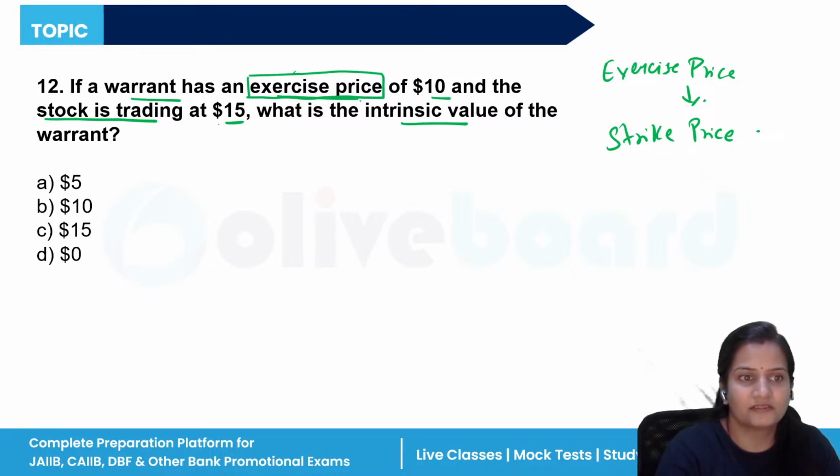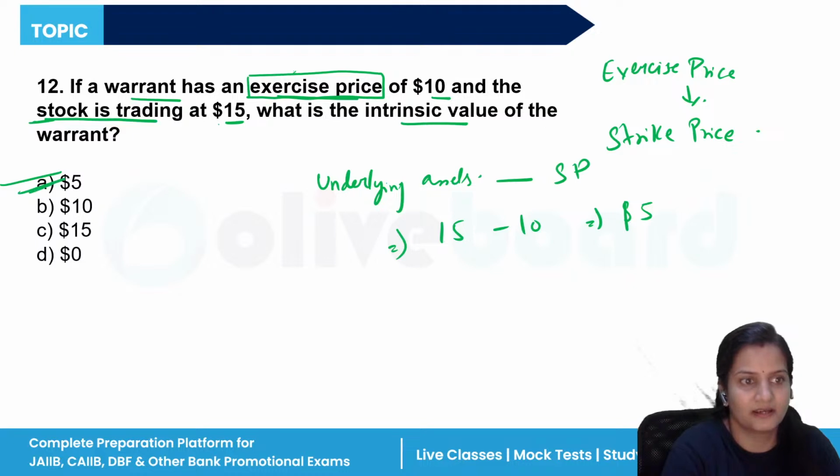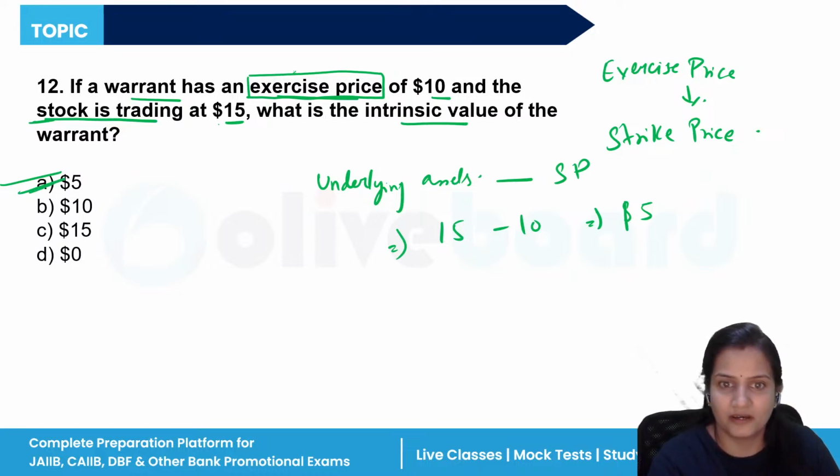Simply, there is a formula for the value of the warrant: the underlying asset, that is the stock on trading, minus the strike price or exercise price. So how much is there? 15 minus 10, that is 5. And the sign is dollar, simply put the dollar sign. Clear? So option A will be the correct answer.